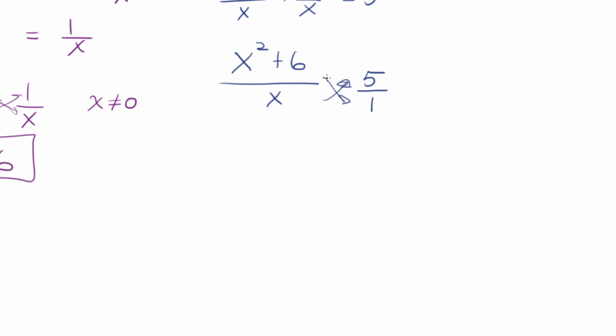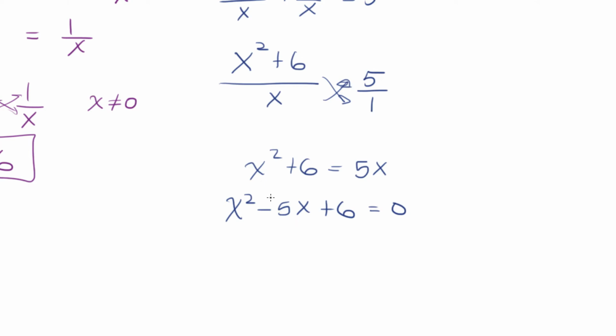So x squared plus 6 times 1 is just x squared plus 6. x times 5 is just 5x. Now notice what we have now. We have a quadratic. And since we've been learning quadratics, the first thing I want to do is subtract the 5x. So you're going to have x squared minus 5x plus 6 equal to 0.